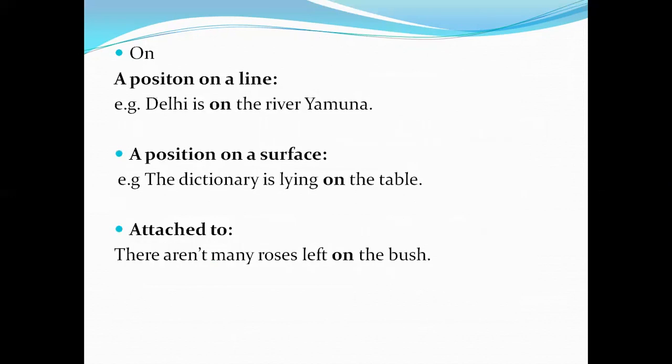Next preposition is on, a position on a line. For example, Delhi is on the river Yamuna. It is also used for a position on a surface. For example, the dictionary is lying on the table. It is even used to mean attached to. There aren't many roses left on the bush.